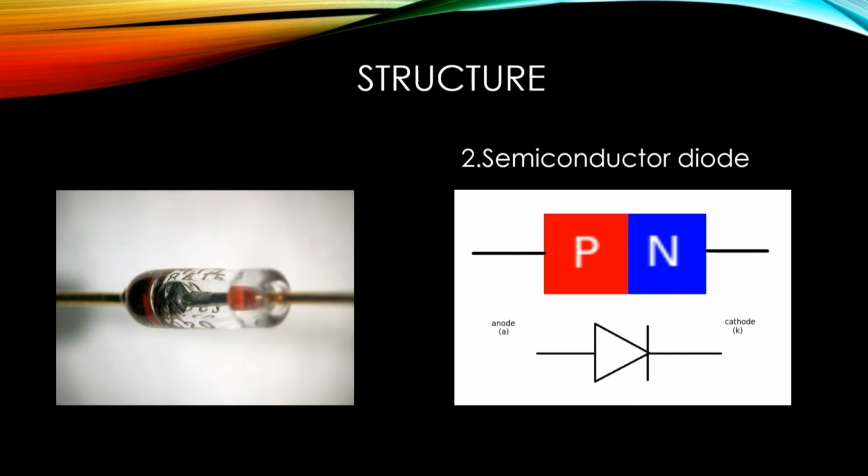P-type semiconductor is made by doping silicon or germanium with group 13 elements. N-type semiconductor is made by doping silicon or germanium with pentavalent impurities, that is group 15 elements.